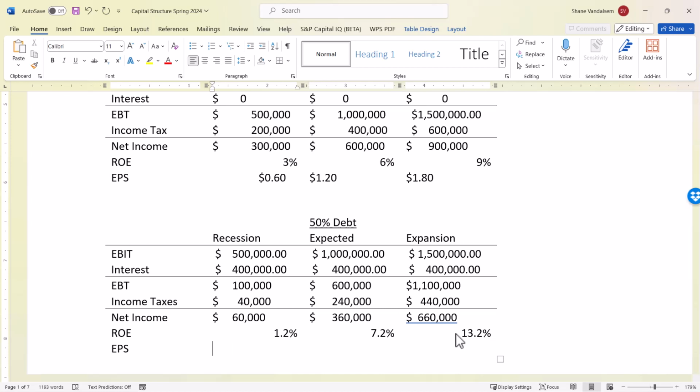Our earnings per share, now we have 300,000 shares that we're looking at. So $60,000 divided by 300,000 shares would be 20 cents per share. $360,000 divided by 300,000 shares would give us $1.20 per share. And then finally, $660,000 divided by 300,000 shares would be $2.20 per share.